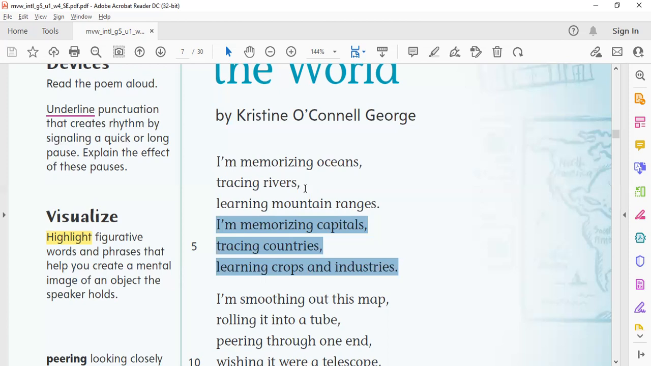Also, guys, here, see, she said that I'm memorizing, tracing, learning, and then she repeated it again with the same things. So is she equally interested in both, or is she more interested in oceans than capitals? Both. Very good. She's interested in both the natural things and the man-made things. Very, very good.